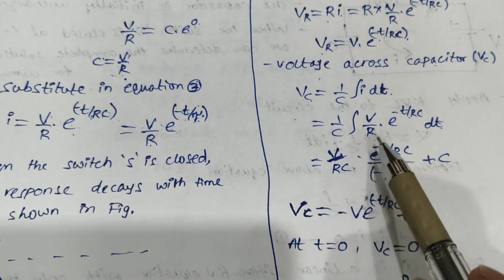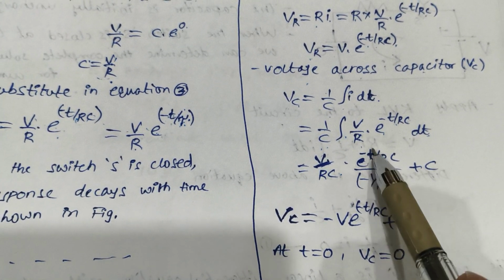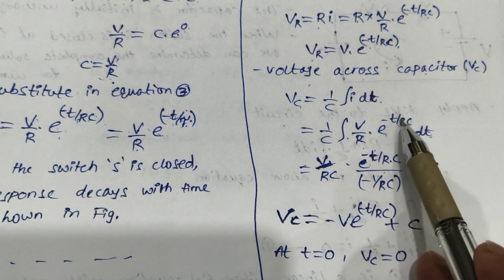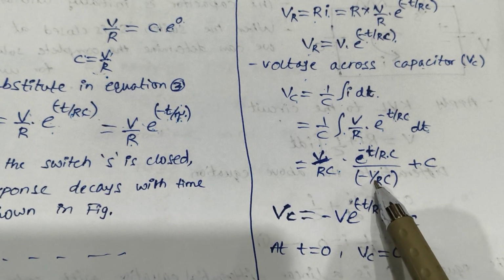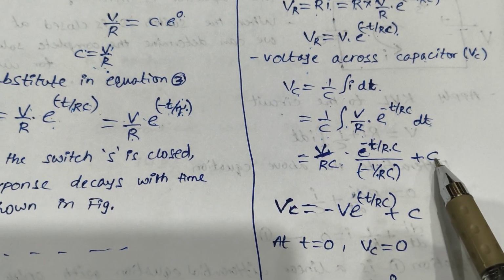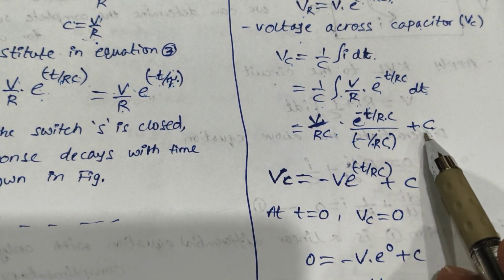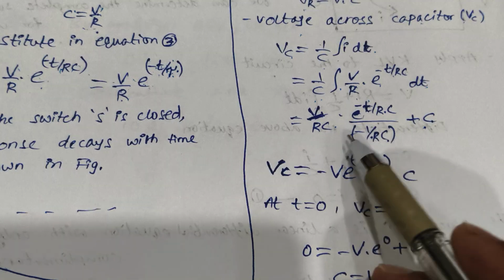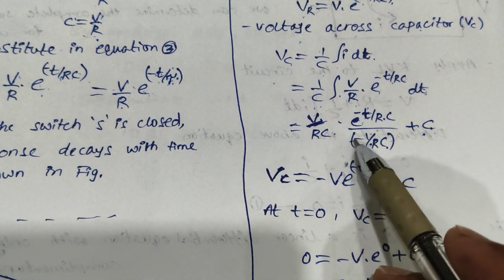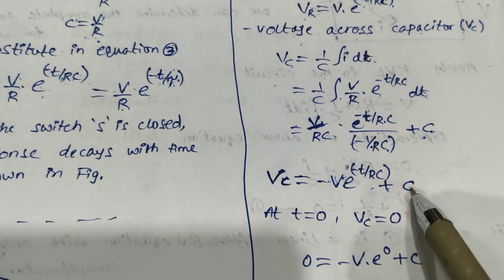So V by RC, if I do the integration of e power minus t by RC, the coefficient of the t term will come as a denominator, that is minus 1 by RC, plus an initial value C. To find this C value, again I'll use the initial condition. Here RC will get cancelled: minus V into e power minus t by RC plus C.